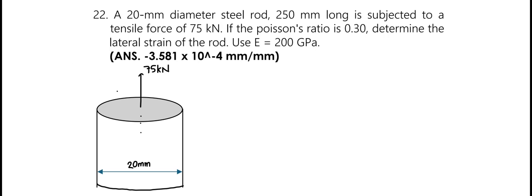In this problem, we are given a 20 mm diameter steel rod that is 250 mm long, and it is subjected to a tensile force of 75 kilonewtons. If the Poisson's ratio is equal to 0.30, determine the lateral strain of the rod using a modulus of elasticity equal to 200 gigapascals, or that is equivalent to 200,000 megapascals.